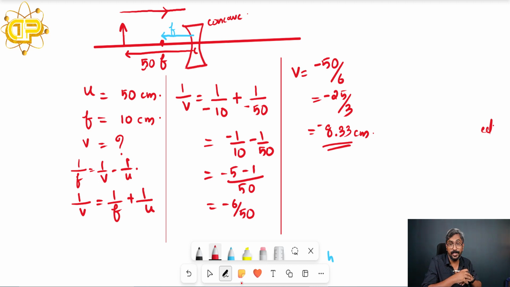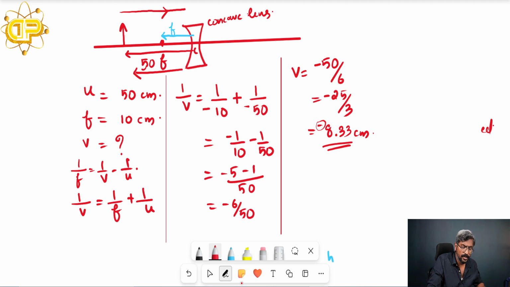And one more thing you need to check is whether the value you're getting for V is negative, right? Always negative. Why? Because you're using a concave lens there. A concave lens will always give you a virtual image. And negative side of V means what? The V is also calculated from the optical center to the left side, opposite to the incident light, right?